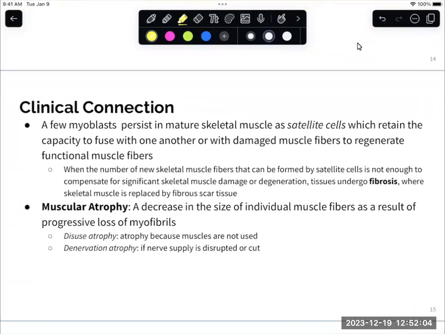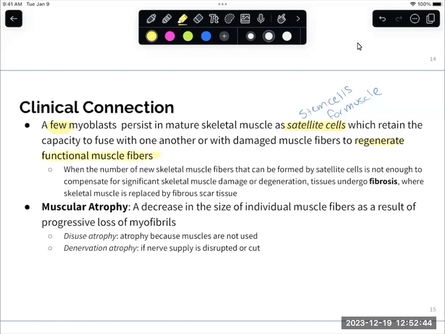We keep a small amount of satellite cells. Satellite cells are stem cells for muscle. We keep a small amount of those stored in mature muscle cells. They can fuse to muscle cells we already have, and they can help to regenerate functional muscle fibers.